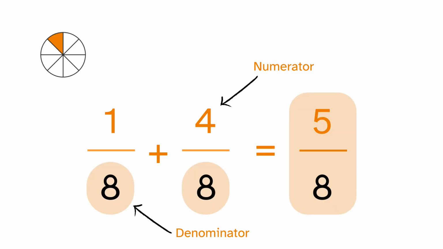Here's an example. Here we have two fractions, 1 over 8 plus 4 over 8. The 1 and the 4 are numerators and the 8s are denominators. When we add fractions, we keep the denominators the same, but we add the numerators. So 1 plus 4 equals 5.